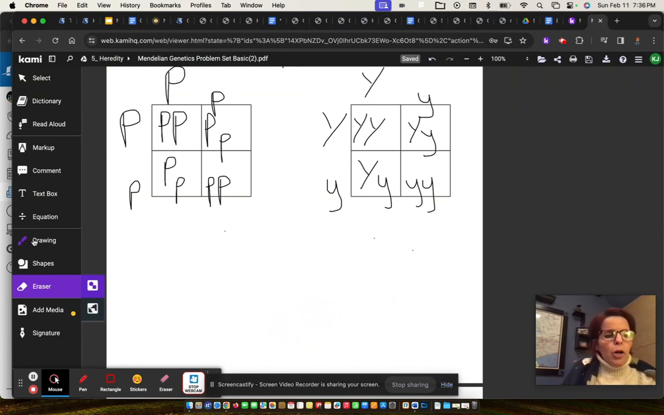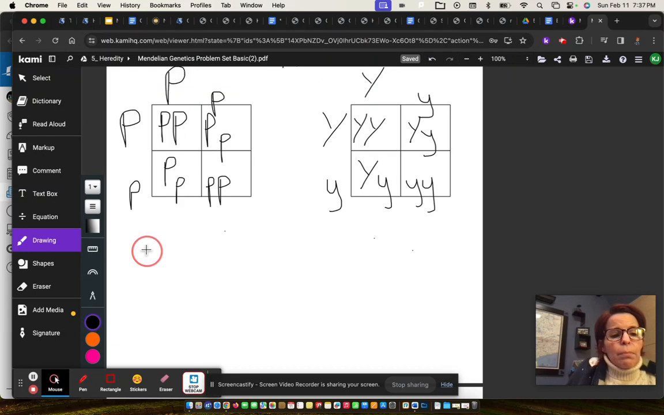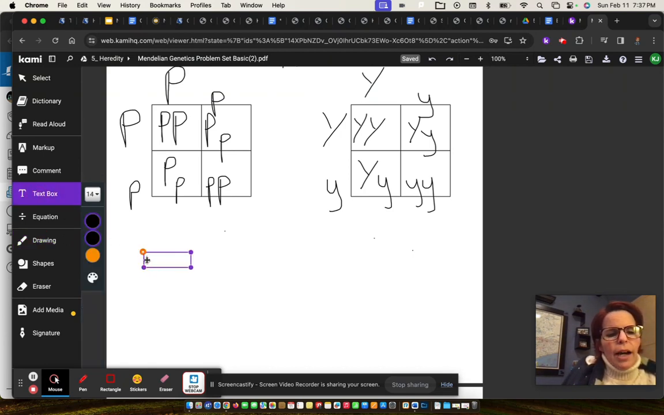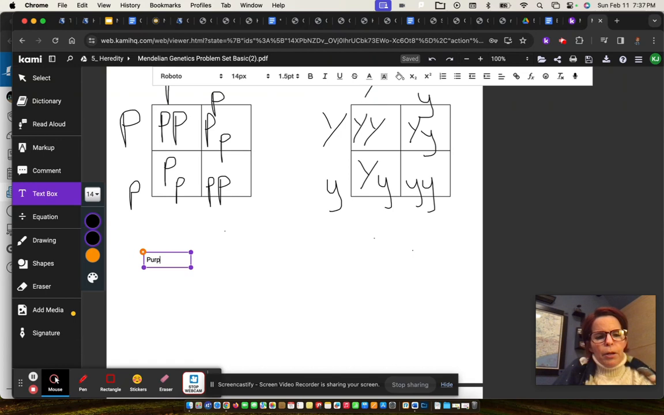So let's try it. What are the odds of having a purple? You gotta write the word purple. Oh, it would be faster, actually. Let's undo that. Let's do text box. This will be faster. What are the odds of purple flower and yellow pea? What are the odds of that?